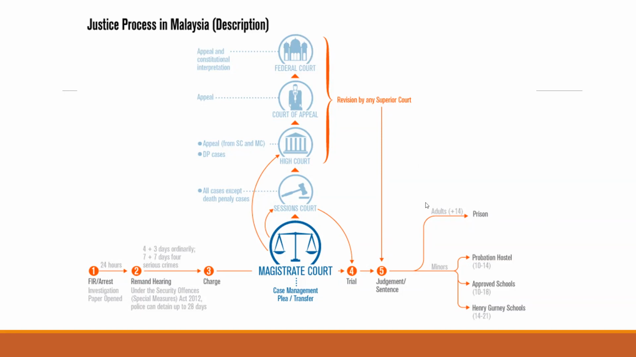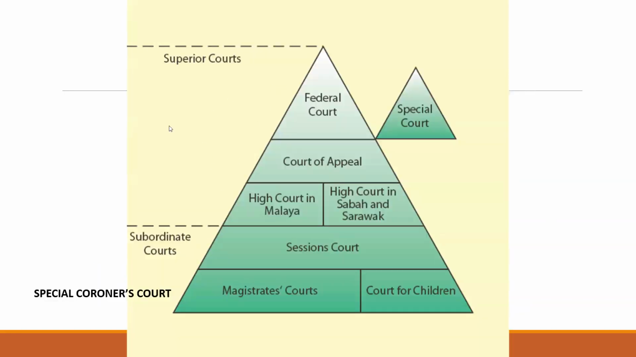Other than that, we have a special court as well for children. This is applicable to those who are being tried alone and committed a crime when they were minors, less than 18 years old. So this is the court system in Malaysia. For the lower court, we have the session court, magistrate court, court for children, and also the special coroner's court.